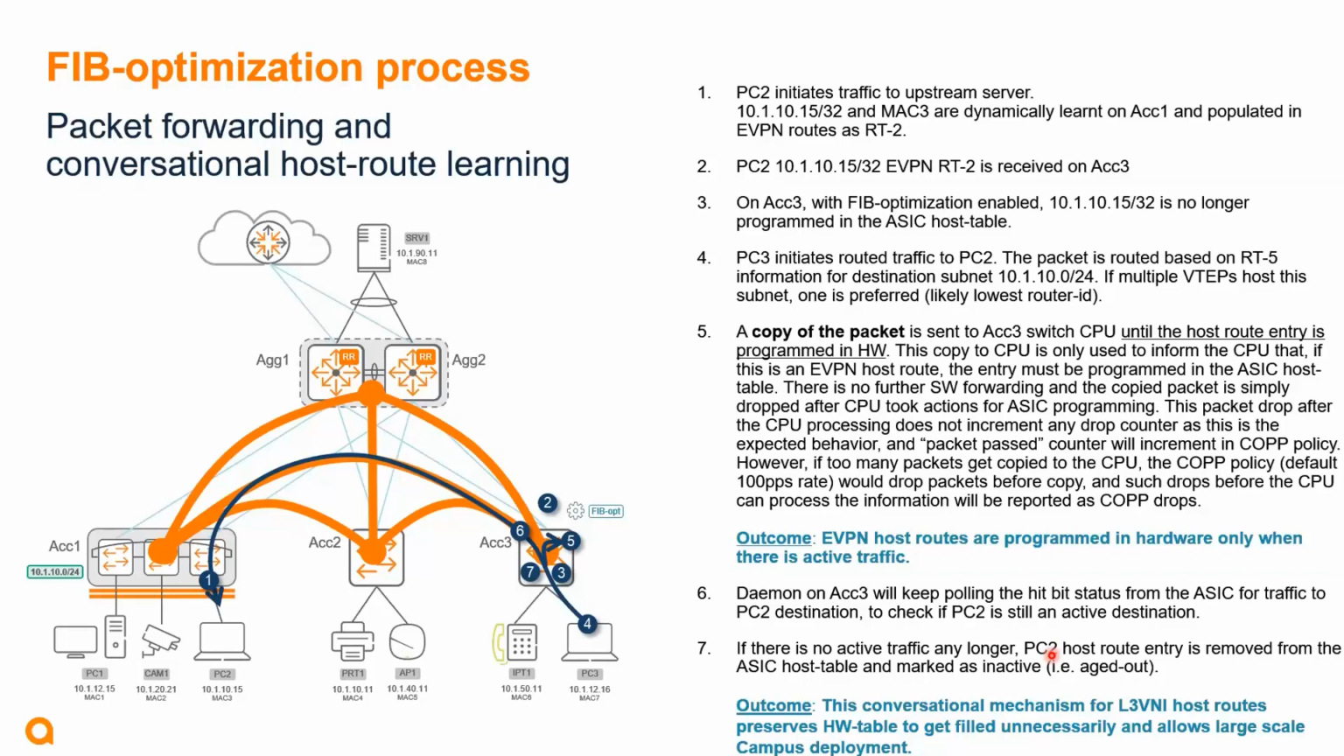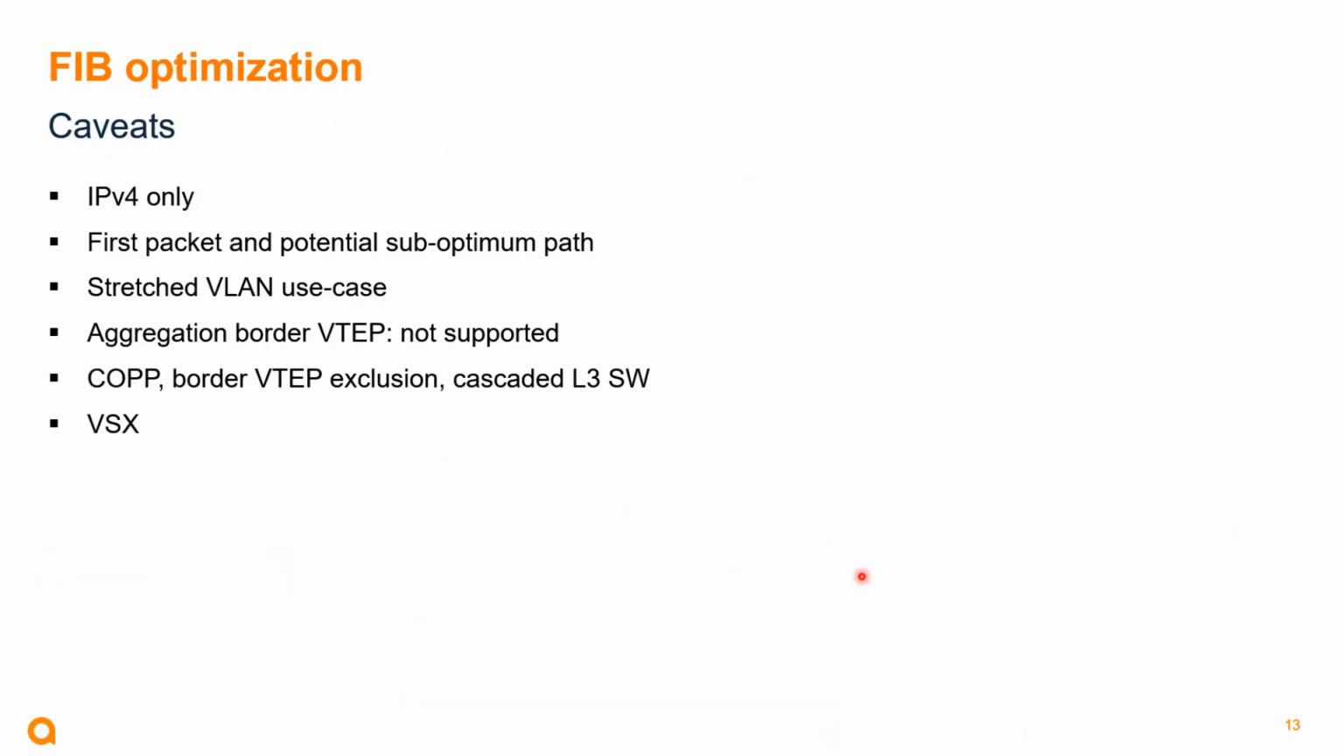And this is aimed at a layer 3 VNI host route. So this is between different subnets, not inside the same subnet. So there are some caveats. First, it's IPv4 only for that release.